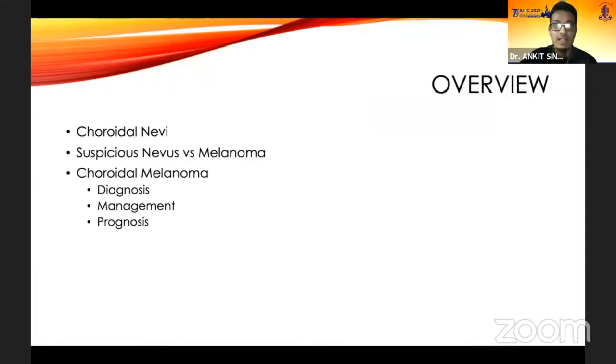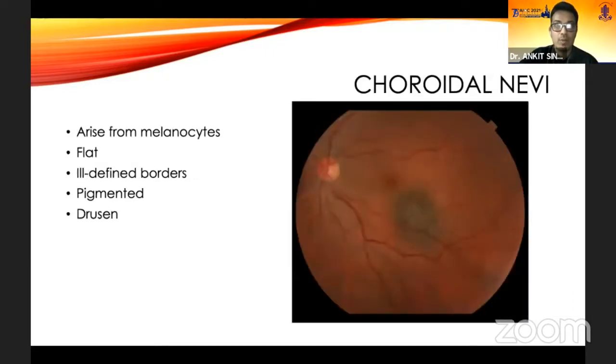In this course, we'll be covering the salient clinical and imaging features of choroidal pigmented tumors, how to differentiate a suspicious nevus from melanoma, and a brief approach to management. Let's begin with the most common benign lesion of choroid, the choroidal nevus. It arises from choroidal melanocytes. It is often flat with ill-defined margins.